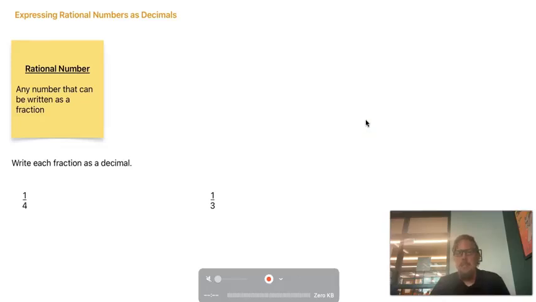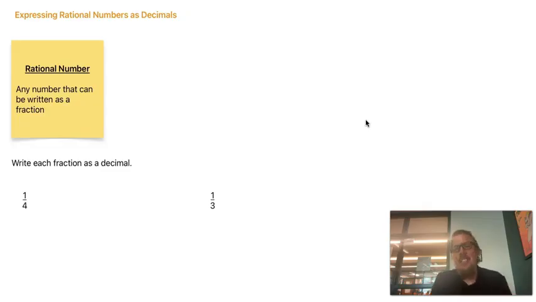A rational number is any number that you can write as a fraction. So one of the things that we need to know how to do is, can you identify a rational number from its decimal form? If I look at a decimal, can I tell from a decimal, would this be a rational number if I were to write it as a fraction?